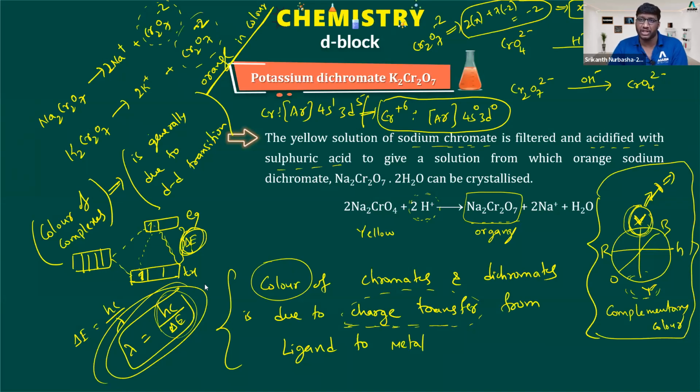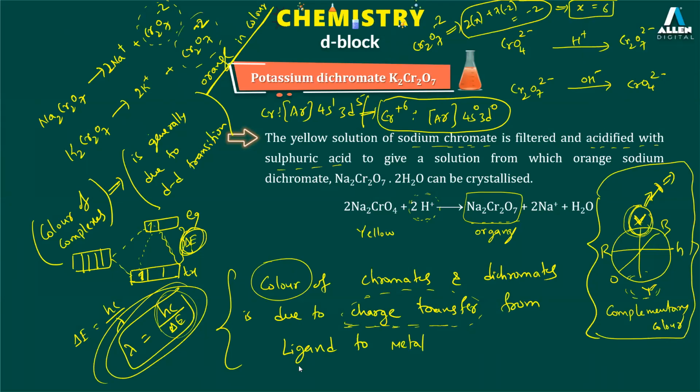d0 and d10 configurations, there is no possibility of d-d transitions. If there is no possibility of d-d transition, there should not be any color logically. But still, chromates and dichromates, similarly permanganate, they are all colored in nature. Why? Because the charge transfer is happening from the ligand to the metal. From the ligand to the metal. Is that clear, students?